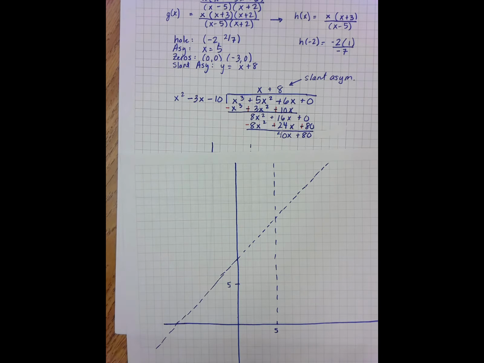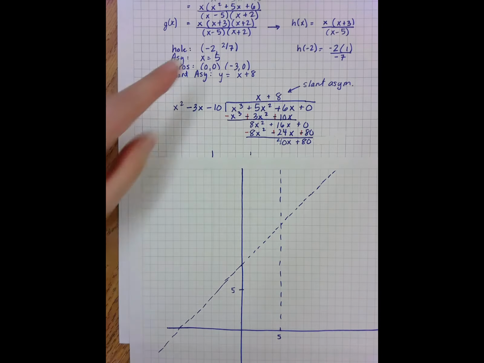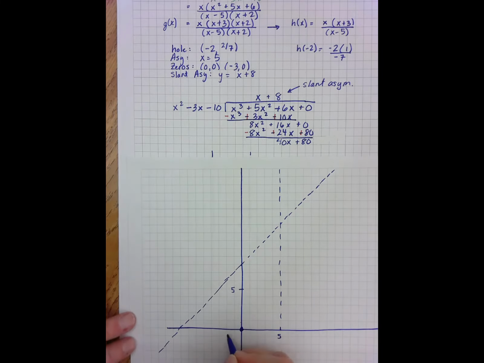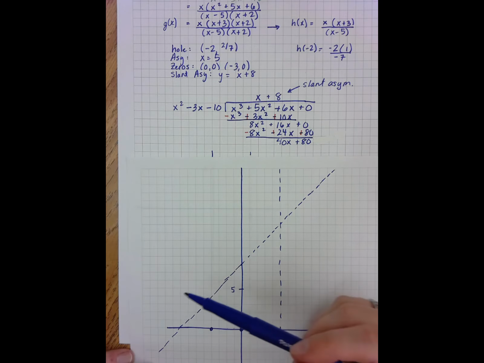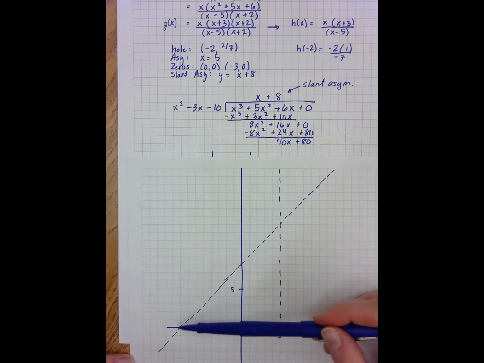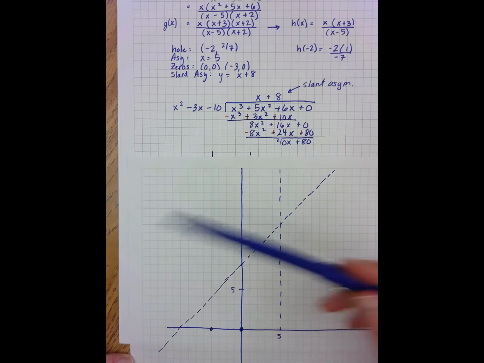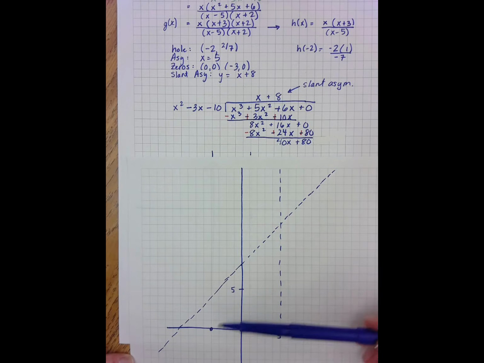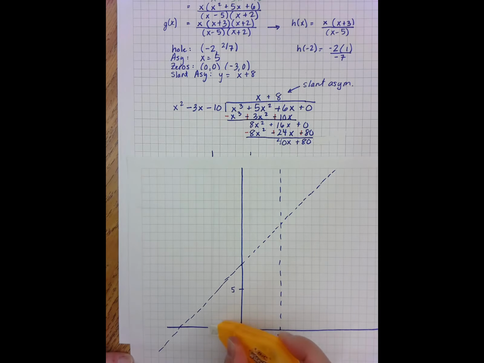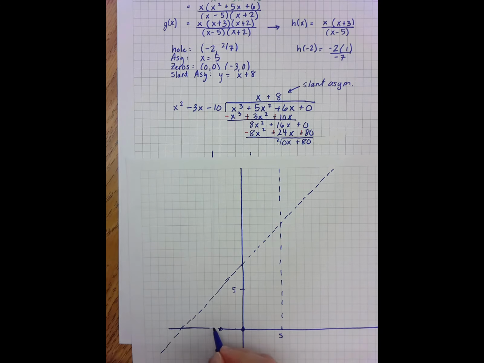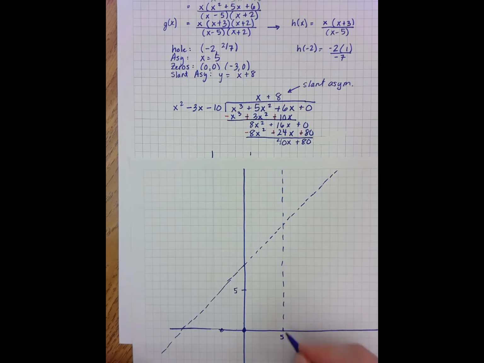Oh, and I also have my zeros. Let's not forget those. Our zeros happen at 0, 0 and at -3, 0. So I now have my graph split up into these different regions. I'm questioning what is happening over here when x is smaller than -8. What's happening here between -8 and -3? What is happening here between -3 and 0? What happens between 0 and 5? And then what happens after 5?